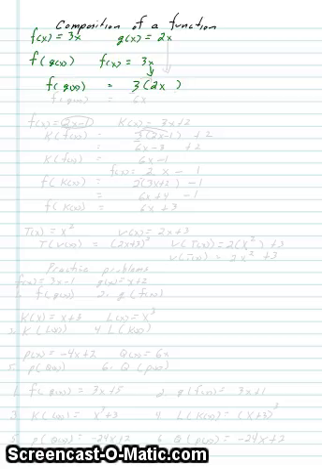So here's f of x, 3x, and in place of the x, we substitute the function g of x, which is 2x. So f of g of x, the composite, simplified, distribute that through, is 6x.